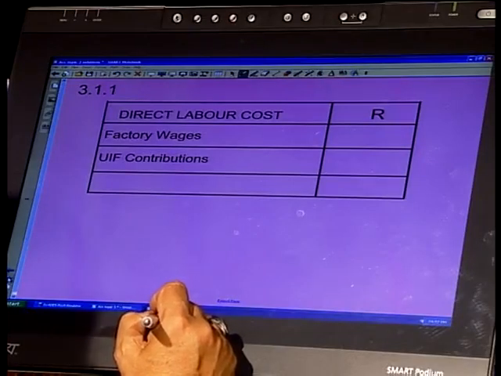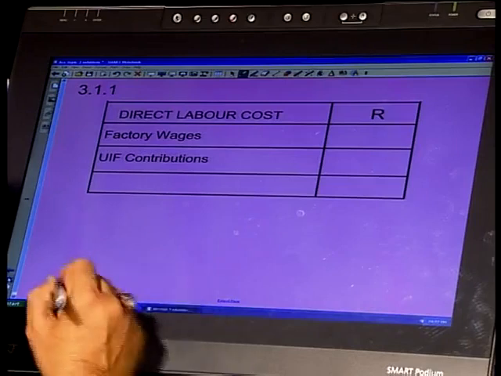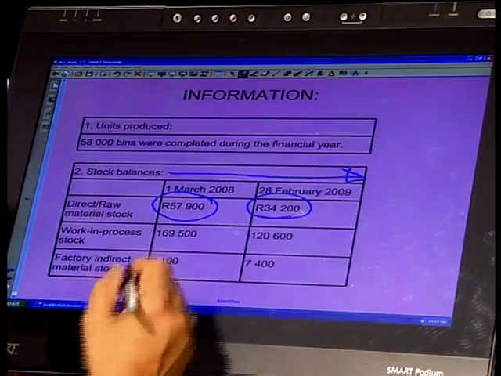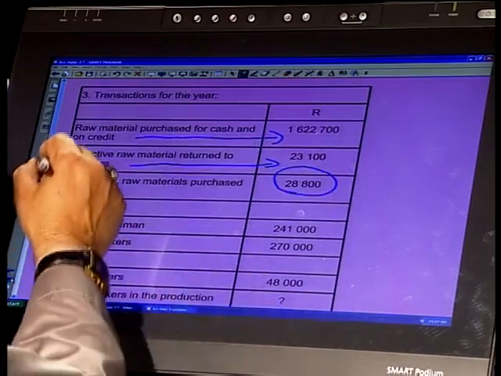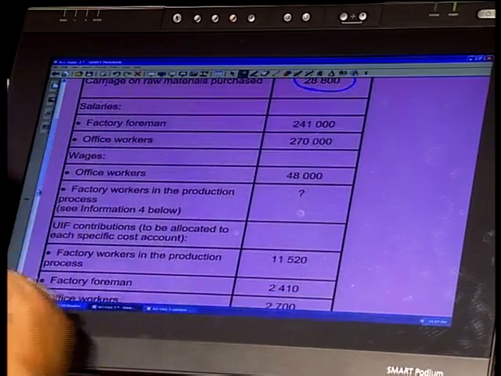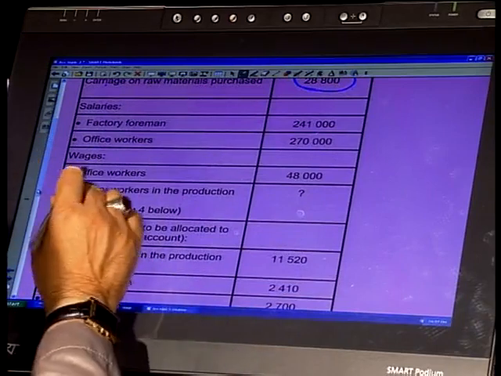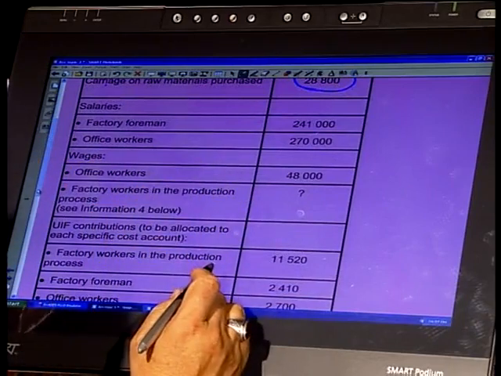Let's go on to the next question. What is expected of me to calculate in this particular note? I need to work out the direct labor cost. Okay, let's look at the information. What information is given to me about my labor?